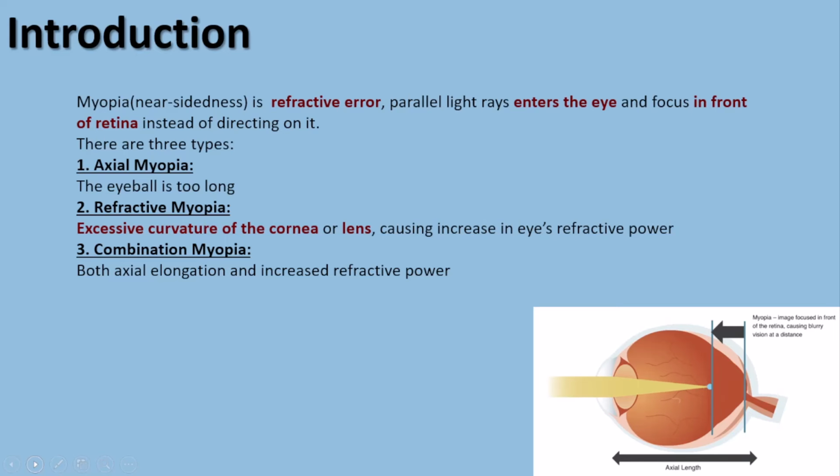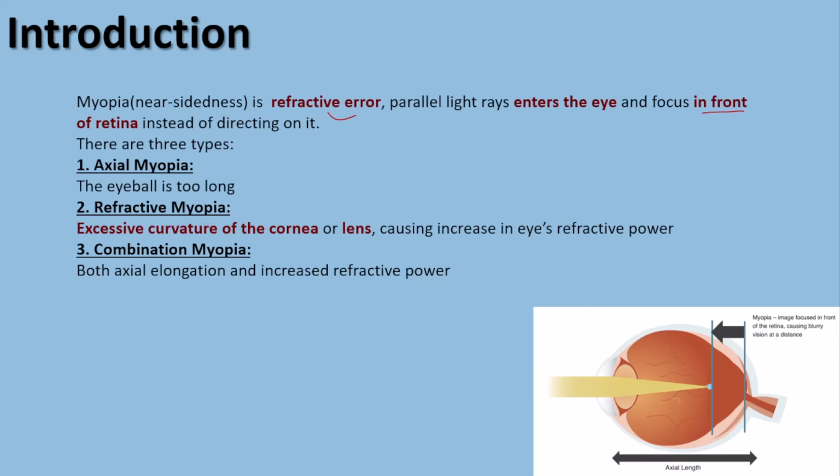So first let's understand what is myopia, or in another word, nearsightedness. This is a refractory error, and in the normal cases the parallel light rays have to be focused on the retina. In case of myopia, the parallel light rays are going to be focused in front of retina.